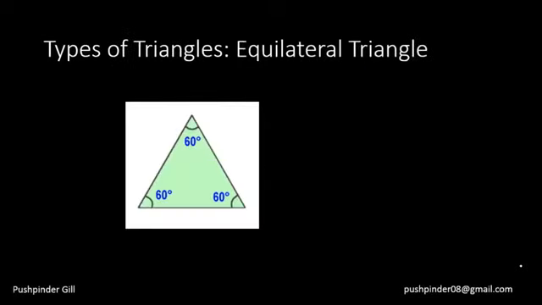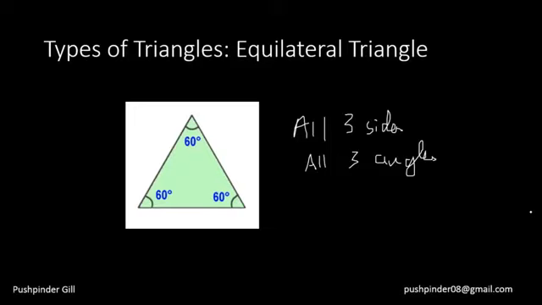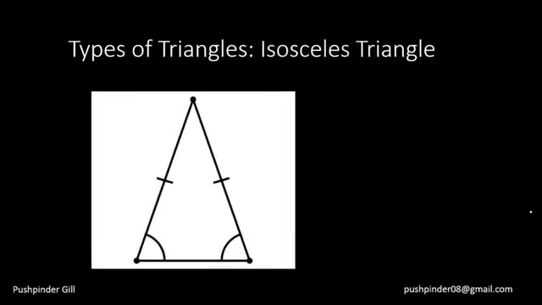Then there is one more type of triangle which is called the equilateral triangle. Now equilateral triangle has all three sides equal. So all three sides are equal and all three angles are also equal. We'll be discussing this in detail within a few minutes. So let's just go ahead and see isosceles triangle.